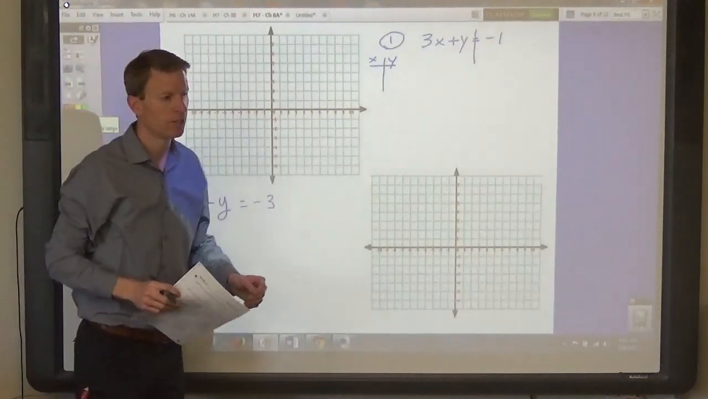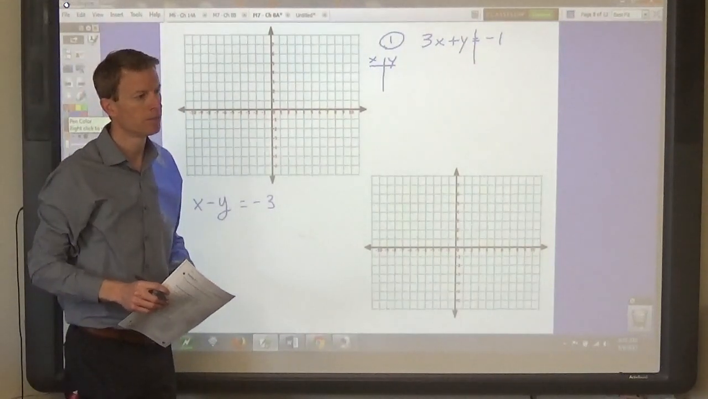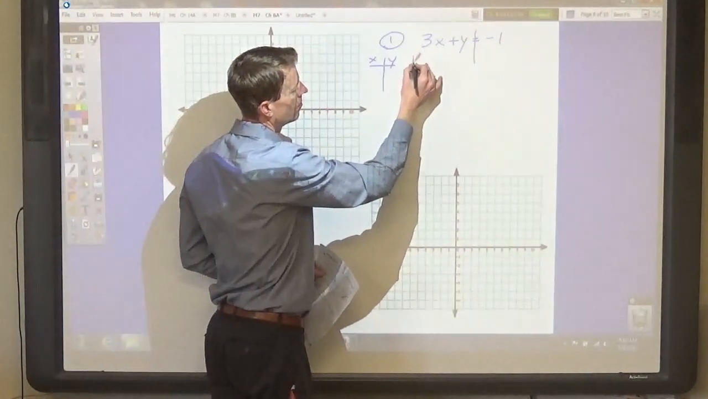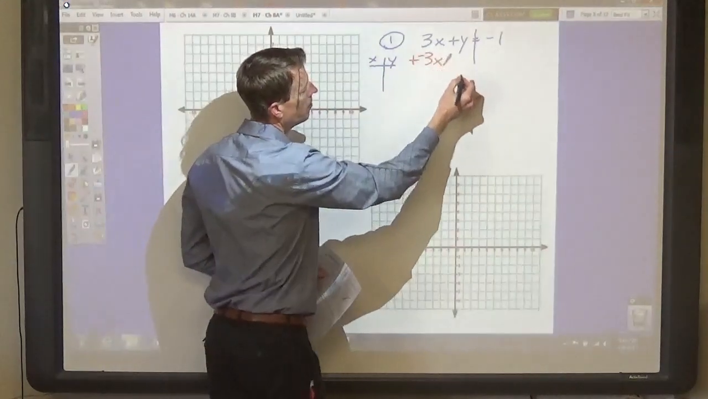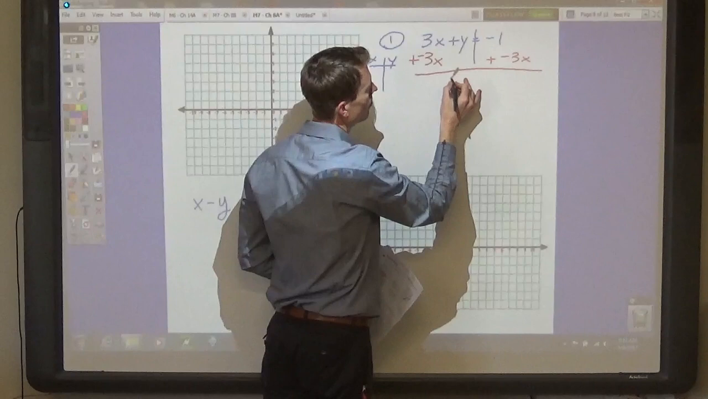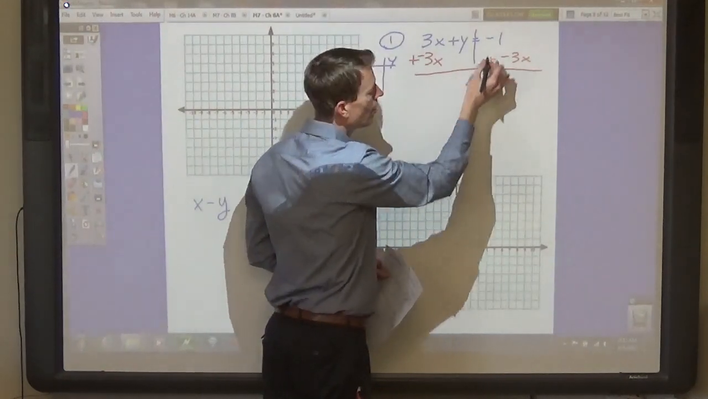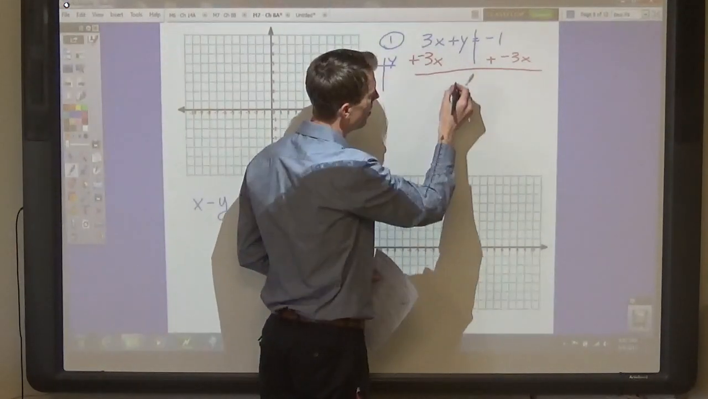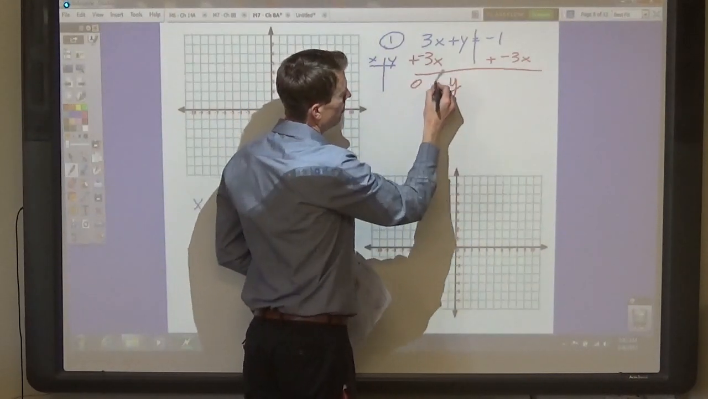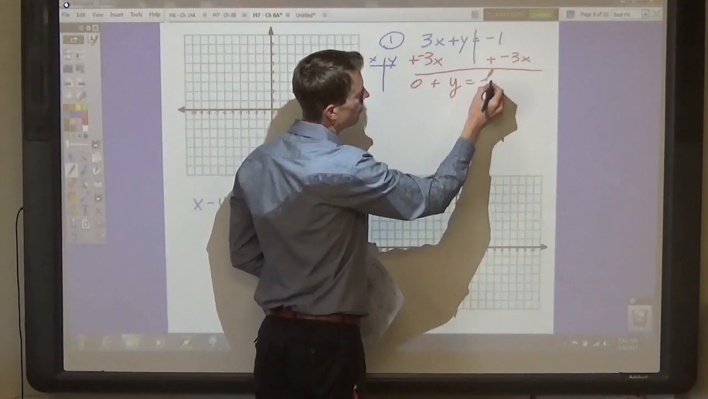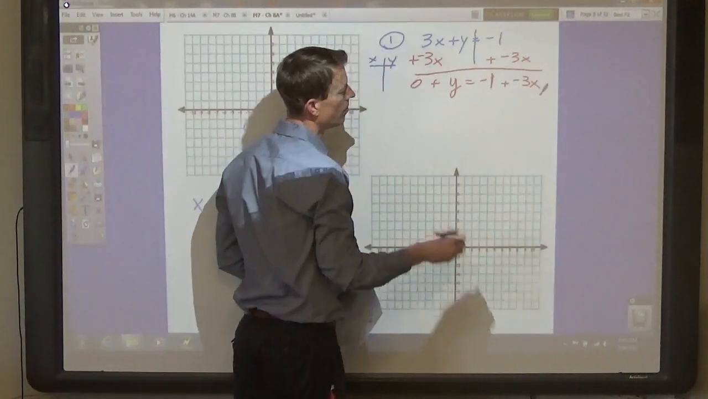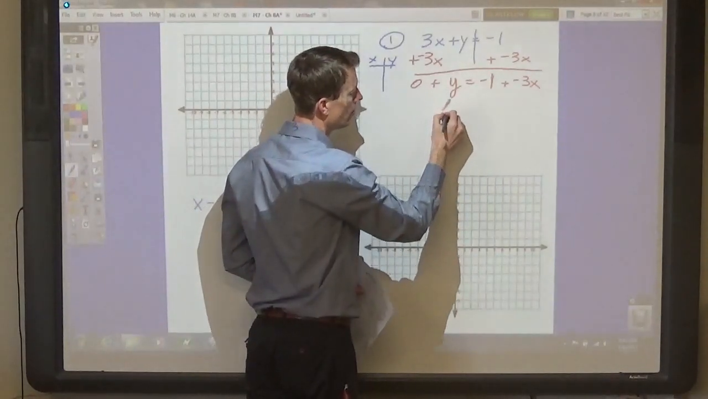So what would we do? Right? You try to get the y by itself, so you do plus negative 3x. Good. And then do it on the next side. Like terms, good. So you do 0 plus y equals negative 1 plus negative 3. Okay, good. And so y, that's for y.